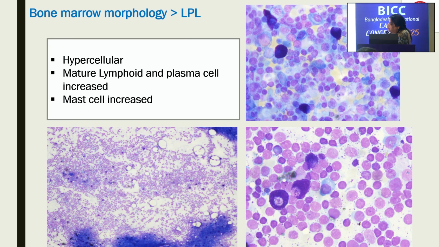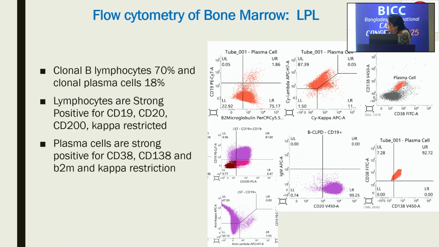Any of the protocols can be given for him, but bendamustine and rituximab is reserved for those who have lymphadenopathy or organomegaly in Waldenström macroglobulinemia. Patients with hyperviscosity can be given rituximab at a later part, or at least from the second cycle, because rituximab can flare the IgM and viscosity.